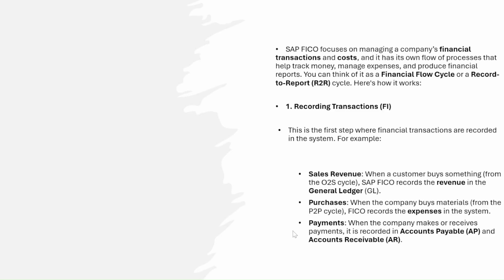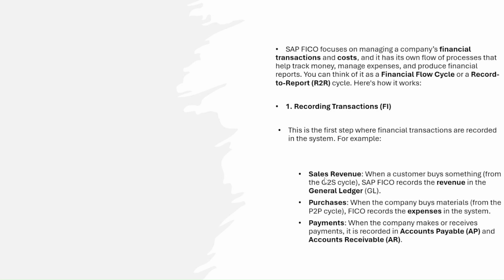So as there is a P2P cycle, procure to pay cycle. In sales, there is order to sale, like having an order from a customer and selling it to the customer is the O2S cycle. In HR, there is a hire to fire cycle. Similarly, in SAP FICO, there is a record to report cycle, the R2R cycle, right? So what are the steps included in that?